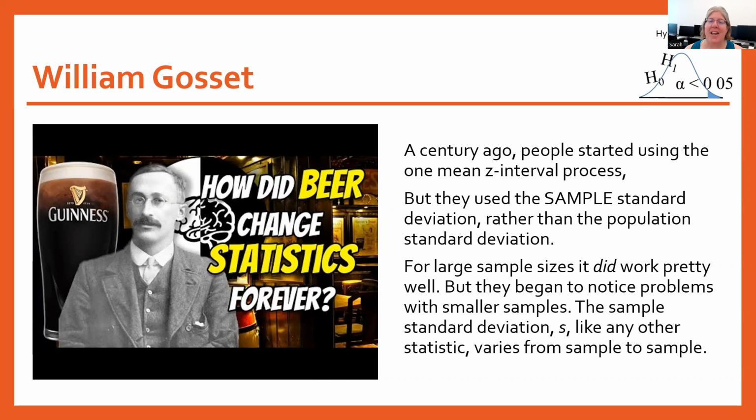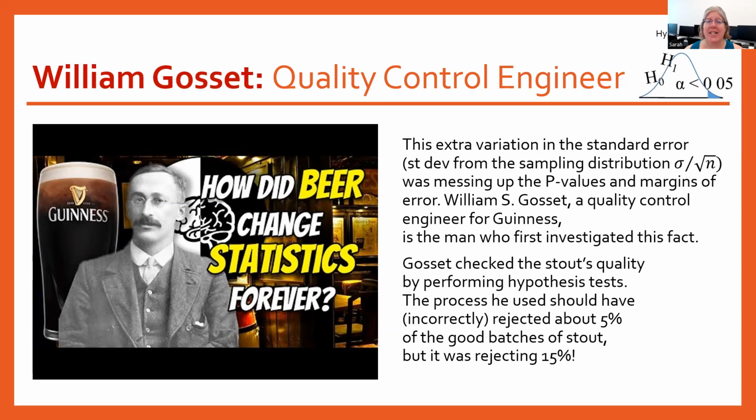And the reason for that is just like the sample mean is going to vary from sample to sample, the standard deviation that we calculate from the sample also varies. So that extra variation was causing issues with both the p-values in a hypothesis test and the margin of error in a confidence interval. William Gossett, a quality control engineer for Guinness, is one of the first people to investigate this. Gossett's job was to check the beer's quality by performing a hypothesis test.